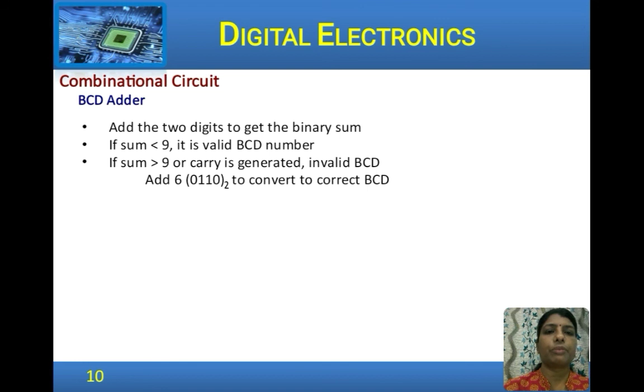Next, moving on to BCD adders. As we have seen in the video for binary arithmetic, in BCD only the numbers from 0 to 9 are valid. So any addition which results in a number greater than 9 needs a correction because it is an invalid BCD number. When the sum is greater than 9, or if a carry is generated, which indicates an invalid BCD, a 6 has to be added to convert it to the correct BCD.